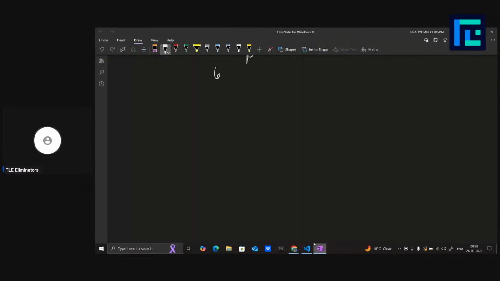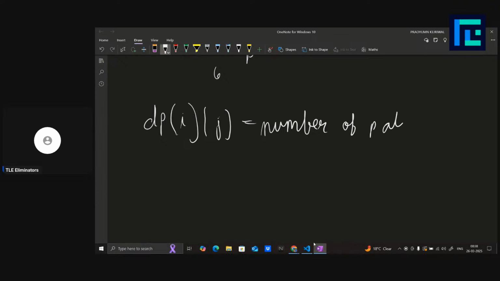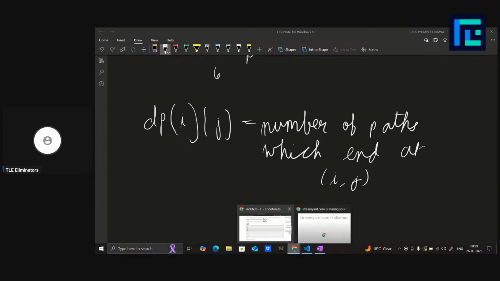Our state can be DP of I J. DP of I J is the number of paths which end at the vertex I comma J, like at the row I in the column J, right?